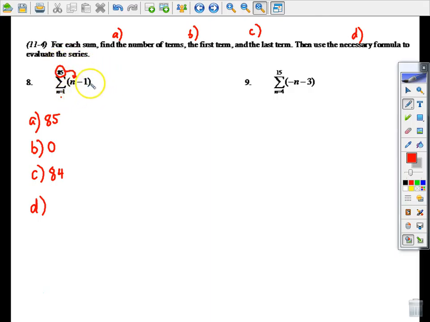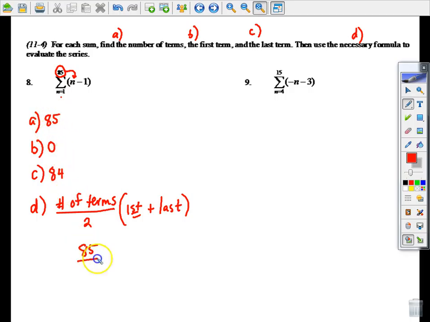Well, this is an arithmetic series. And the way I find the sum of an arithmetic series, we looked at it back in number 3. I'm going to write it again just so you can see it. Number of terms divided by 2 times first term plus last term. Okay, so we've already figured out pretty much everything we need for this formula. Number of terms, 85 divided by 2. First term is 0. The last term is 84.